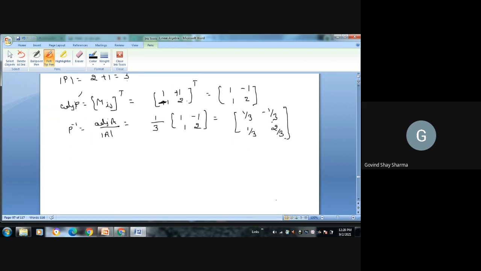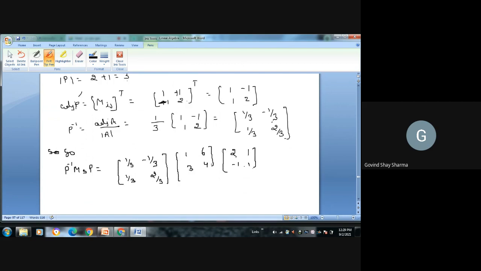So P inverse, what is P inverse? 1 by 3, minus 1 by 3, 1 by 3. MS is equal to we have 1 3. This is 2 minus 1.